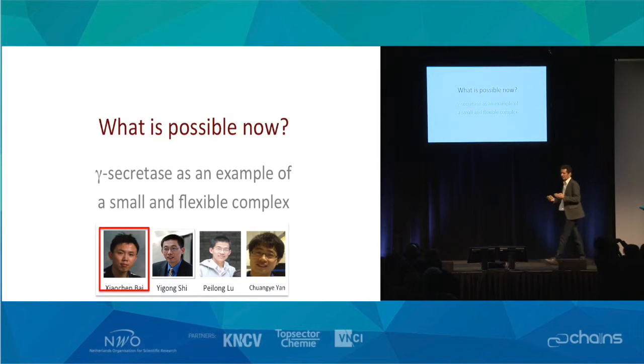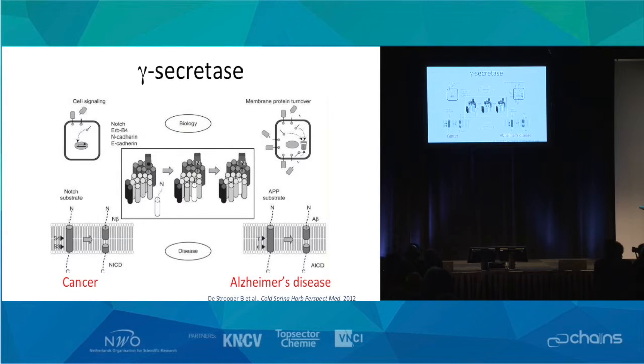Now, just as a final example of what is possible now is a project that we've done over the last 2 years in the lab, again, mainly driven by Xiao Chen Bai, my postdoc, and it's on gamma secretase. Now, gamma secretase is provided to us by Yigong Shi, who's at Tsinghua University. And it is a protease that lives inside the membrane. It's actually a complex of four different proteins, and it cuts other proteins, that's what proteases do, and it cuts many different ones, but two of the most famous ones are the Notch receptor and the amyloid precursor protein.